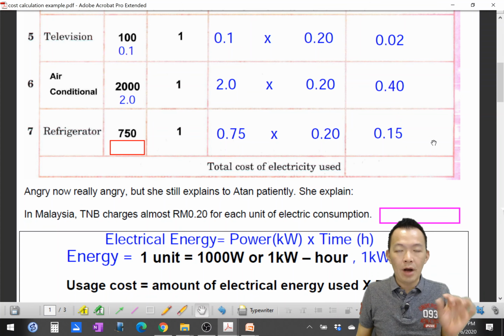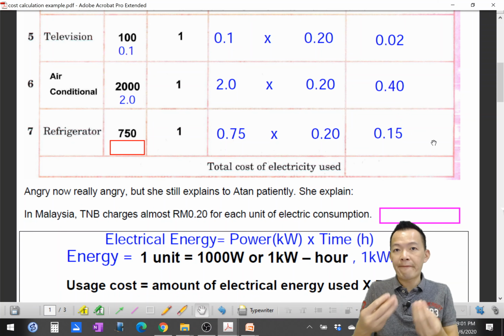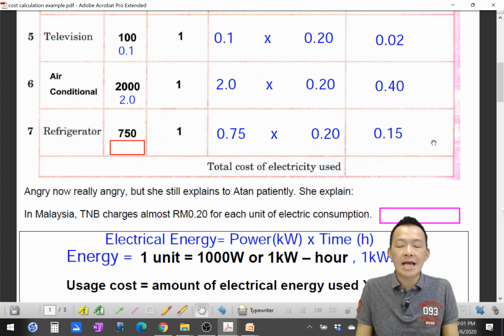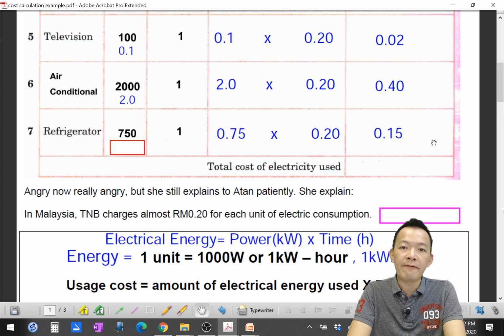But if you open the door, the cool air flows away, the temperature becomes higher, and the motor starts, the compressor starts. 明白吗? So no need to turn off your refrigerator. They're not running 24 hours.